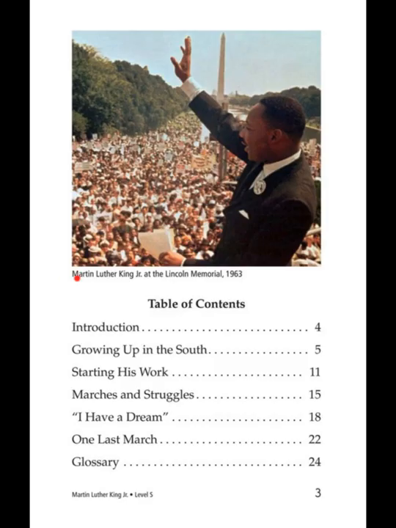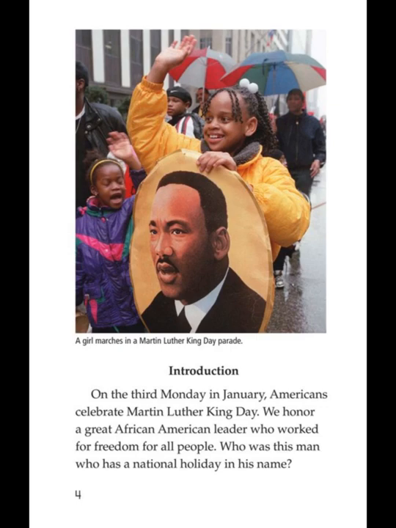Here we can see Martin Luther King Jr. at the Lincoln Memorial in 1963. A girl marches in a Martin Luther King Day parade. Introduction. Every third Monday in January, Americans celebrate Martin Luther King Day. We honor a great African American leader who worked for freedom for all people. Who was this man? Who has a national holiday in his name?